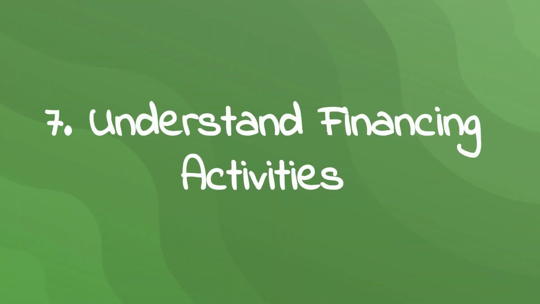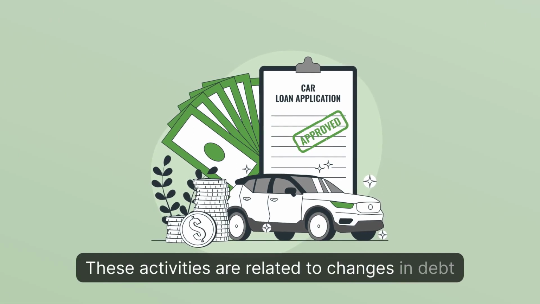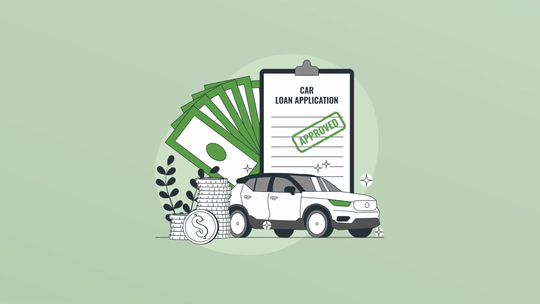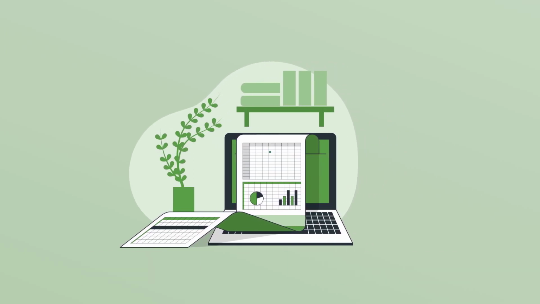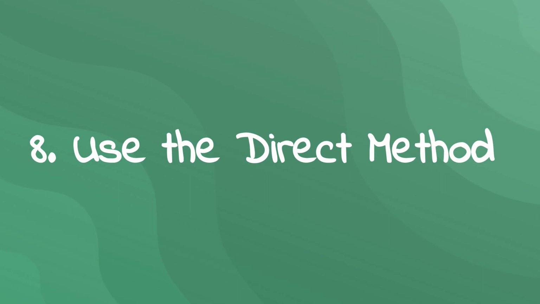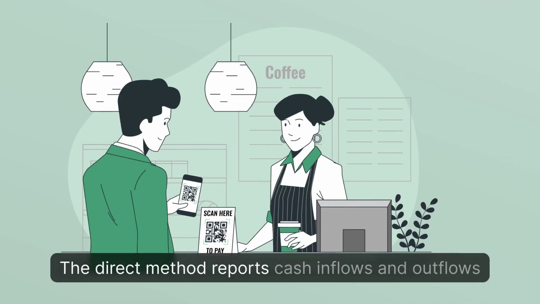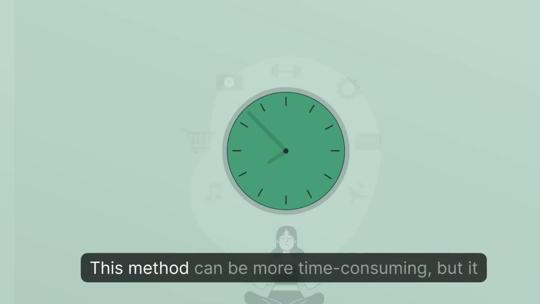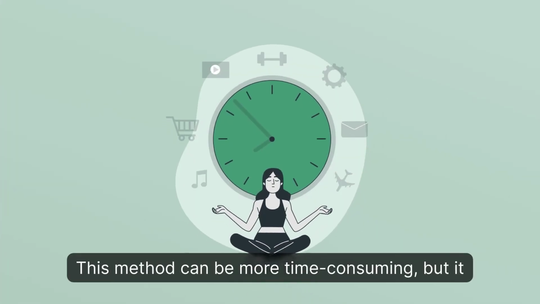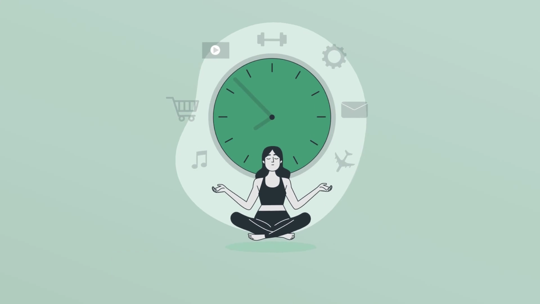7. Understand financing activities. These activities are related to changes in debt and equity financing. Keep track of the changes and categorize them individually. 8. Use the Direct Method. The Direct Method reports cash inflows and outflows on a gross basis. This method can be more time-consuming, but it will give you a more accurate picture.